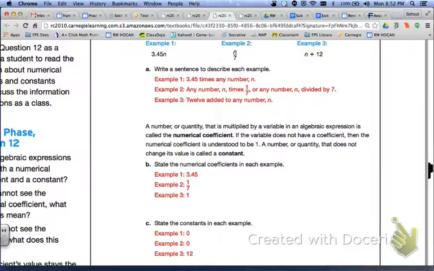If we take a look at letter C, we are looking at the constants for each example. Remember that a constant is a number or quantity that does not change its value. For example 1, 0 would be our constant. Example 2, 0 would be our constant. And for example 3, 12 would be our constant because we are always going to be adding the variable to 12.